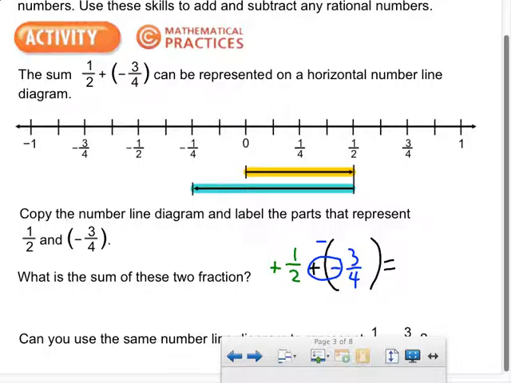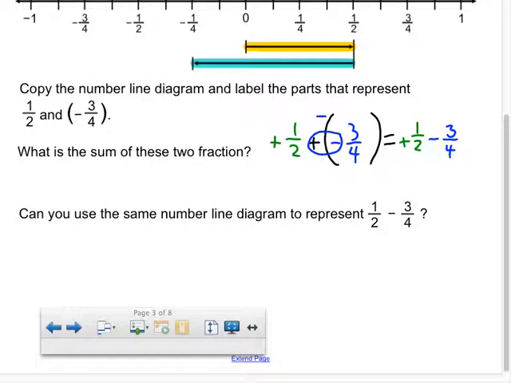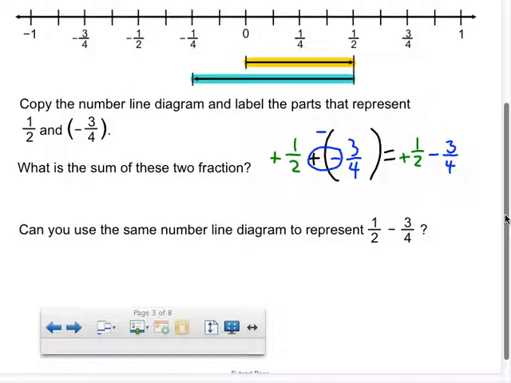So I'm going to rewrite this. I have a positive 1/2, and then I have minus 3/4. Okay. Can I solve this as is? No. All right, so now I've used what we did earlier to get my signs, but now I have to use what we know about fractions. Well, what do I need to change?